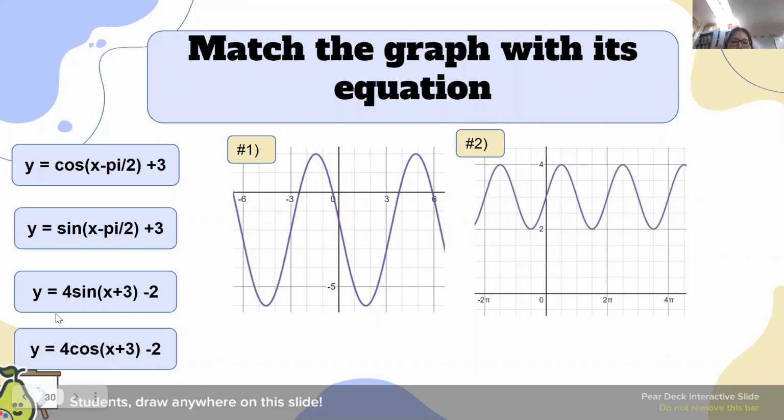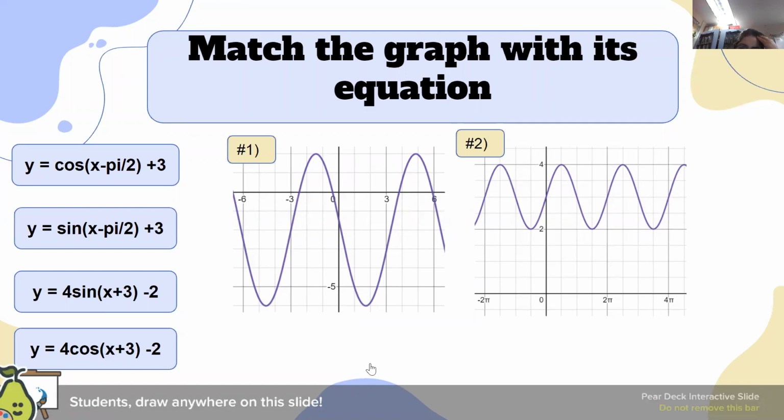So here's a match-the-graph-with-its-equation exercise. I have graph number 1 and graph number 2. In order to figure out the equation, first things first, we should look and determine the midline. The midline is the middle between the maximum height and the minimum height.